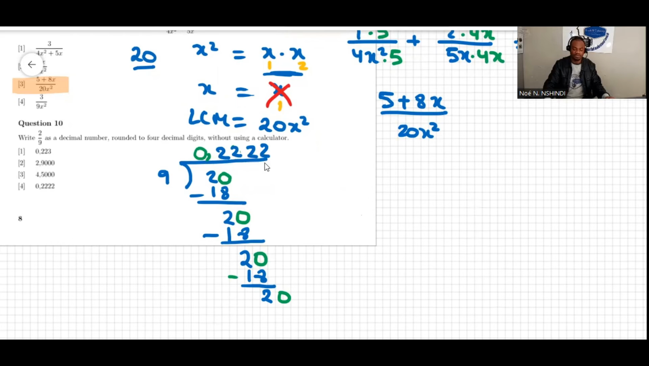Okay, I cannot stop here yet. I'll need to see what should be the 5th decimal value. But if you notice the pattern here, it's going to be 2 left over. So we can stop here with 0.2222. Okay, so the correct answer here is alternative 4. Thank you.